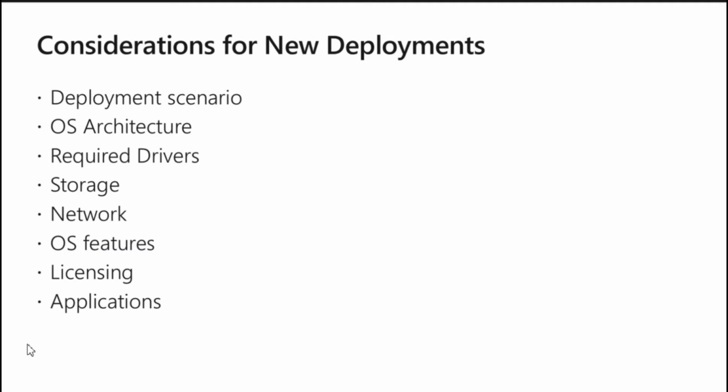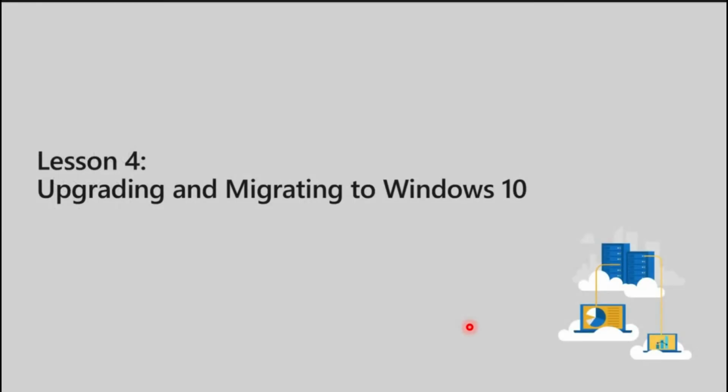Storage: you need sufficient storage. Then network connectivity needs to be there, operating system features need to be there, and licensing and applications. What applications are you going to deploy? What licensing features do you have? What operating system features do you need? All these things we need to consider when you do a new deployment. We're going to look at a bit more detail about that. In the next sections we're going to talk about upgrading and migrating to Windows 10.